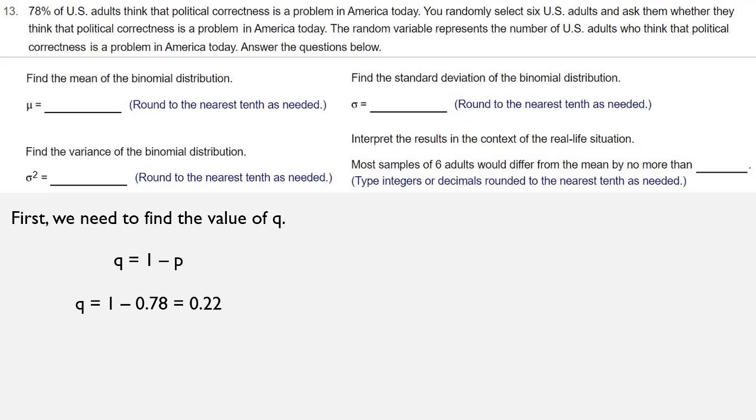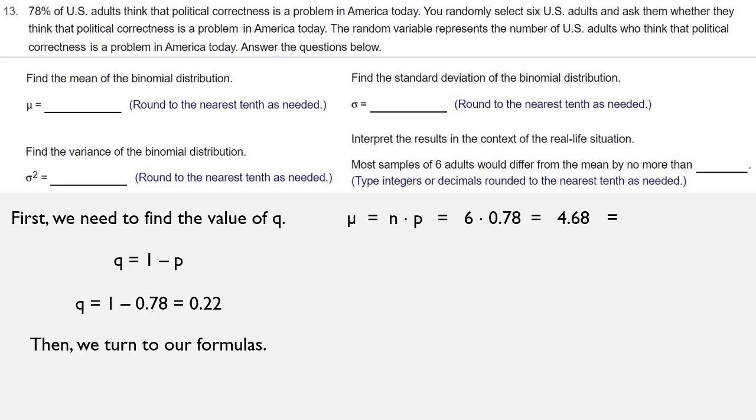So now we have our formulas. The formula for the mean is that the mean of a binomial distribution is n times p. Well, n is how many adults we asked. We asked 6 adults, and the p was 0.78, so we get 6 times 0.78, which is 4.68. That's the mean of our binomial distribution. This wants it rounded to the nearest tenth, so it's 4.7.